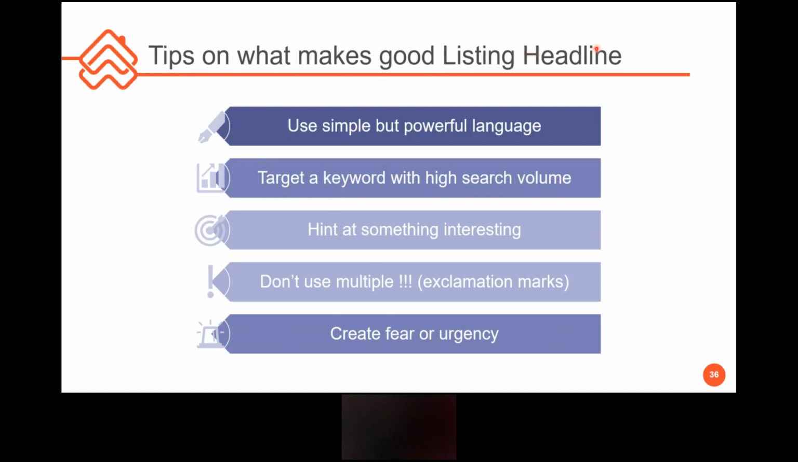So, tips on making a good headline. Use a simple but powerful language, right? The language you choose naturally impacts the click-worthiness of your headline. When you use words that are blunt or uninspiring, your potential reader is going to be turned off. So stick with a simple but powerful language. Target a keyword with high search volume. Hint at something interesting about the particular unit or the surroundings. You're discouraged from using multiple exclamation marks. You can only use one. You can also create a sense of urgency, if it's relevant.